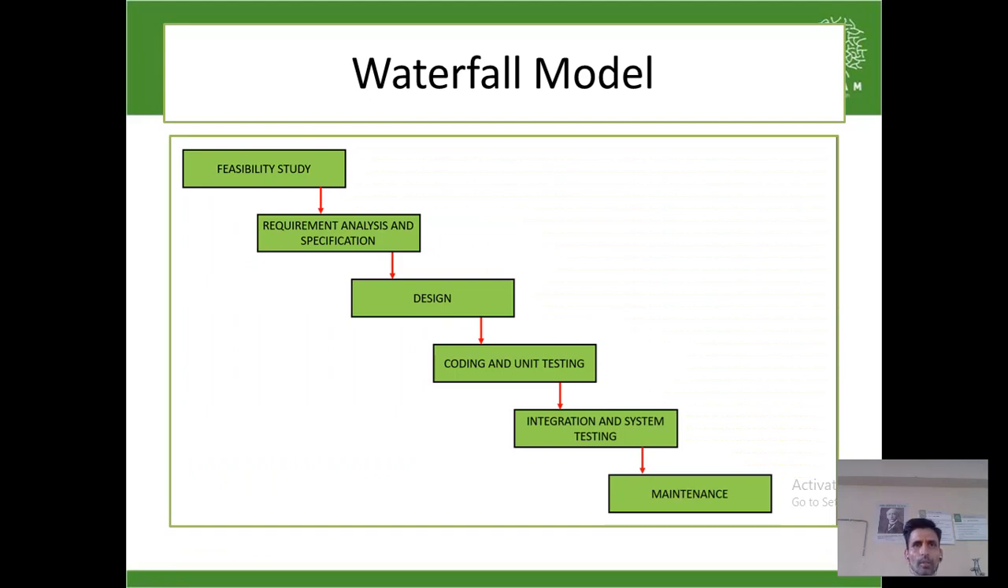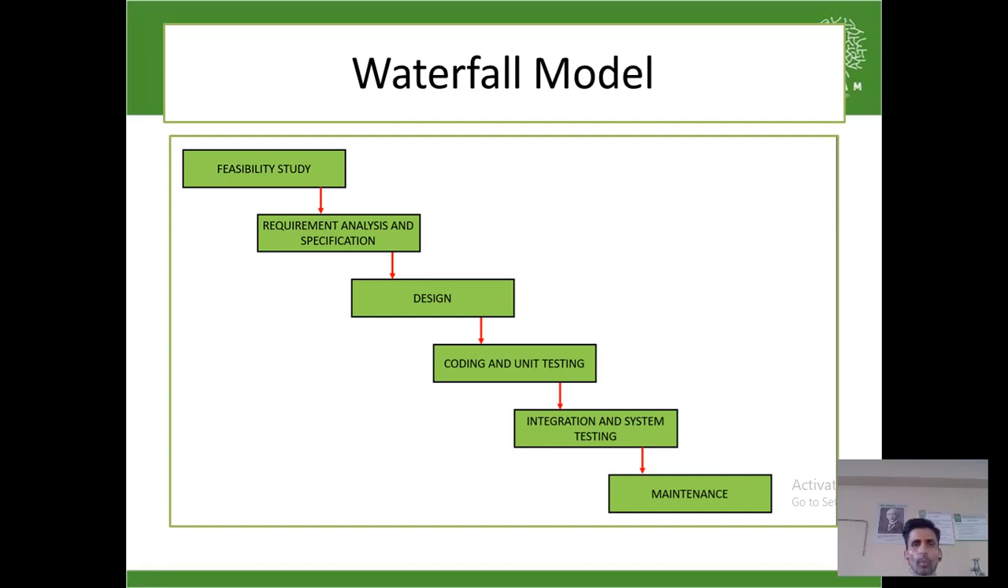Feasibility study, requirement analysis, specification, designing, coding and unit testing, integration and system testing, and maintenance. Feasibility study means technical feasibility or financial feasibility; you have to identify that also. Second one is requirement analysis and specification, which covers requirements gathering and analysis. You have to analyze and identify what the actual requirements are. In that case, you will prepare an SRS. The result of this phase is the SRS document, the software requirement specification. All the details, types of requirements, and priorities will be specified in the SRS document.